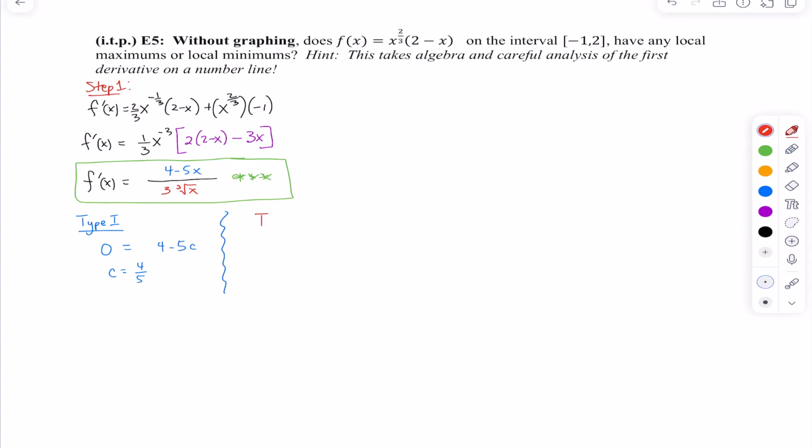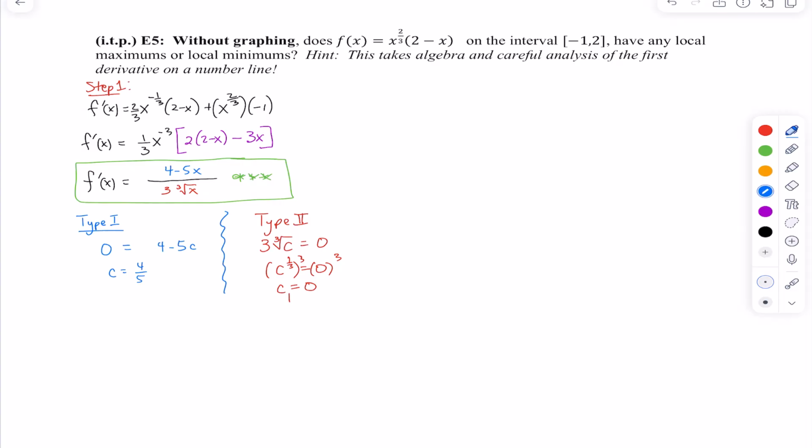Type 2 occurs when the first derivative does not exist. So we're going to set the denominator of this first derivative equal to 0 and solve for the letter c. Cube both sides. Obviously, c equals 0 is a type 2 critical number.